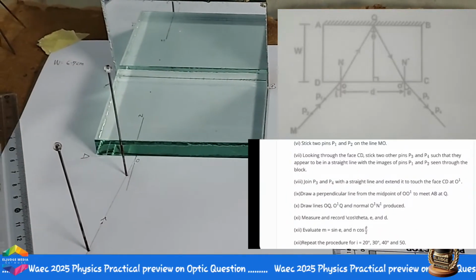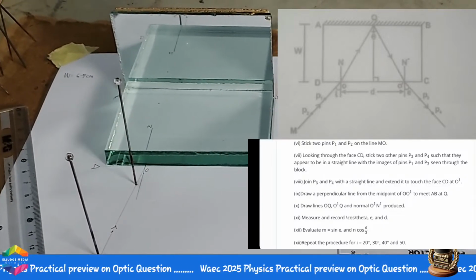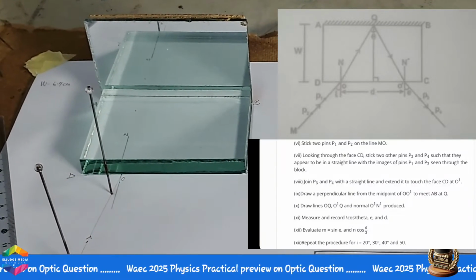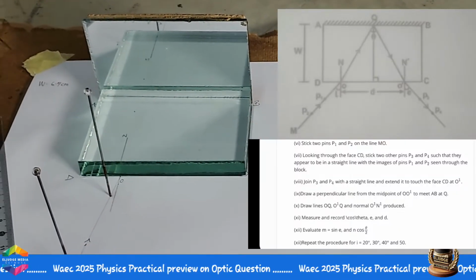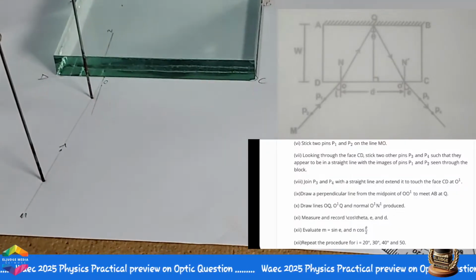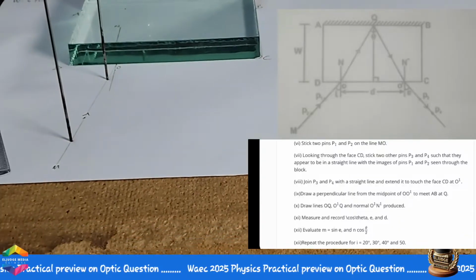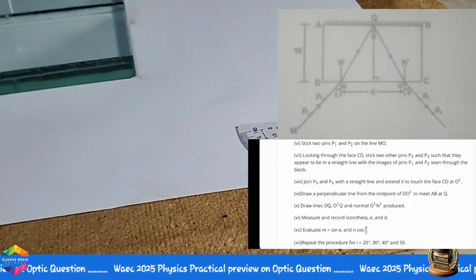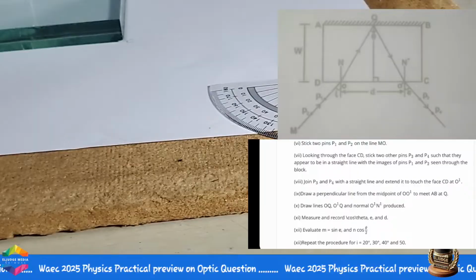So we are looking through the face CD. Stick 2 other pins P3 and P4 such that they appear in a straight line with the images of pin 1 and P2 seen through the block. So what we're going to do now is we are going to be looking through this. We are looking through.